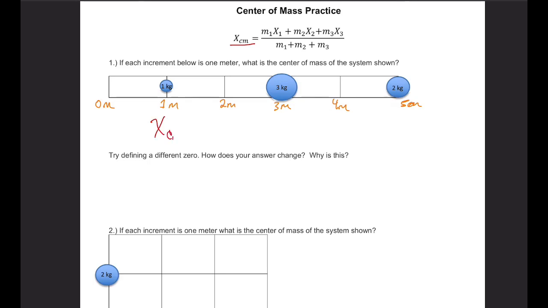So we'll say x center of mass is m1. The first mass we come across is a mass of 1 kilogram. It's at position 1. M is 1, x is 1. The next mass we come across is a mass of 3 kilograms. It's at location 3. And then we come across a mass of 2 kilograms out at location 5. We're going to divide that by the total mass of our system. 1 plus 3 plus 2.